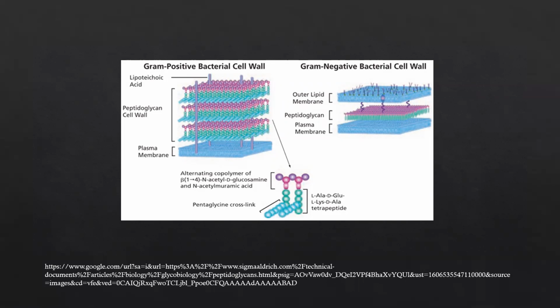So if we examine each strand of peptidoglycan, it looks like this. Peptidoglycan is an alternating copolymer of NAG and NAM. NAG is N-acetyl-D-glucosamine, and NAM is N-acetylmuramic acid. So the structure would be like this: NAG, then NAM, NAG, NAM, NAG, NAM. The arrangement is like that. And they are attached by a peptide, so there is a cross-link here, which we call the peptaglycine cross-link.